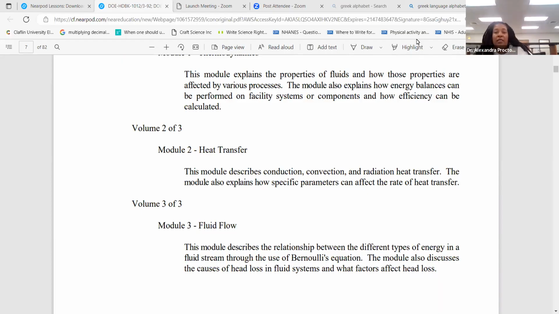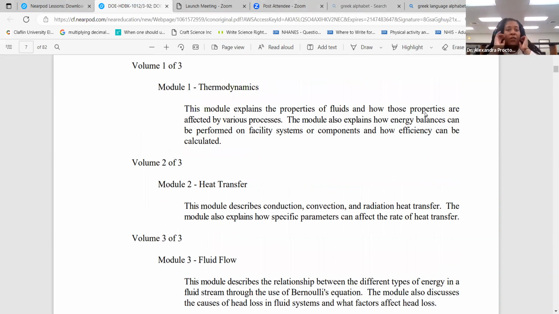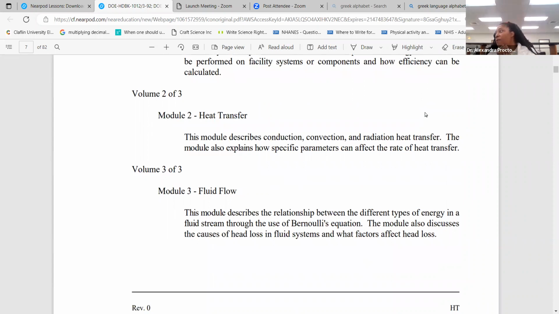And we are back to use the DOE Volume 3 book to talk about fluid flow. If you look at the three different volumes, the first volume covers thermodynamics. The second volume, so there are three volumes for this class, covers heat transfer, and we talked about conduction, convection, and radiant heat transfer. And so now we're into this third volume where we're talking about fluid flow.